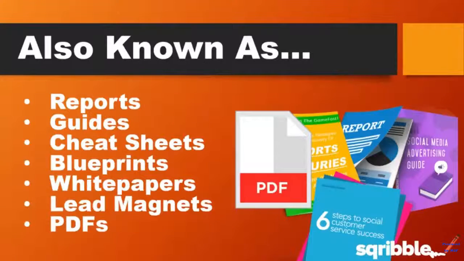Now, ebooks is the broad term, and they're also known as all these other things like reports, guides, cheat sheets, blueprints, white papers, lead magnets, PDFs, and so on and so on. Okay, so it's quite a broad term. So, you know, all of this you can actually create with Sqribble.